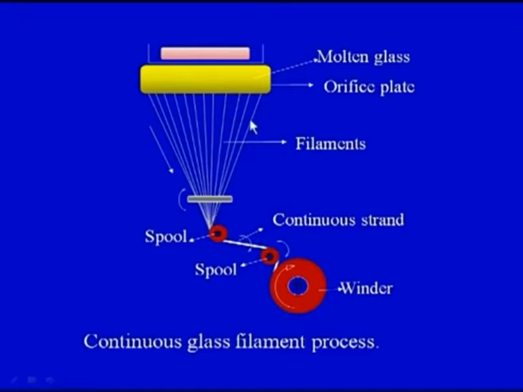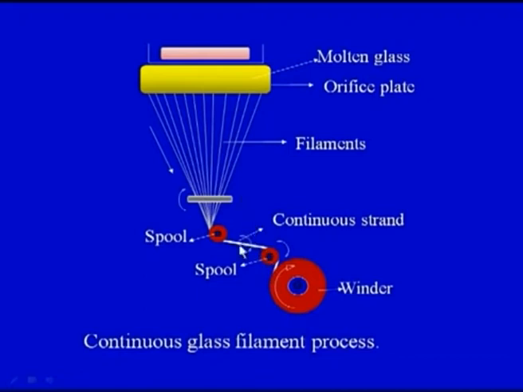So two stages are already passed. The primary stage is the melting of the glass, then the second stage is the passing of this molten glass through the orifice plate, and because there are very fine holes here, we get the fibers or the filaments. So these are the filaments of glass which are coming out of the orifice plate. Now, these filaments, this spool is making these filaments into a kind of a fiber.